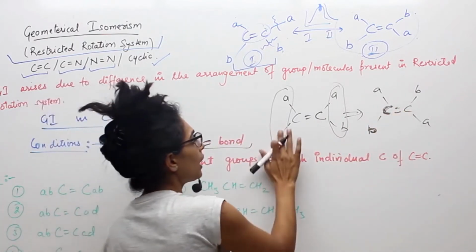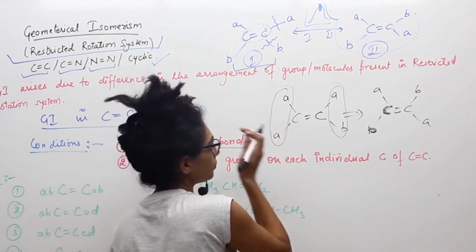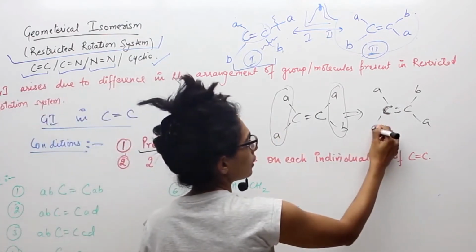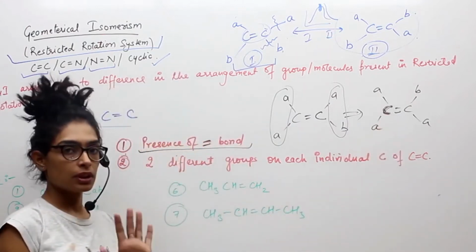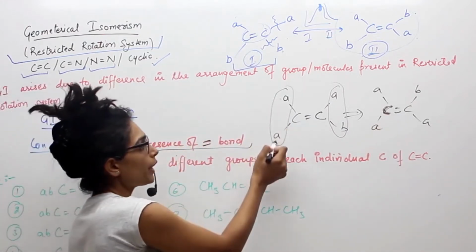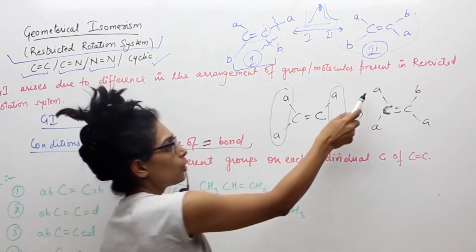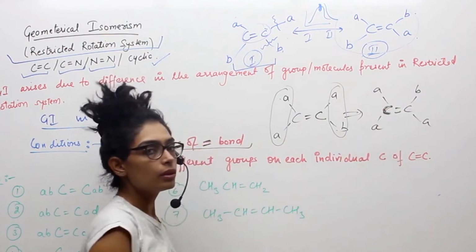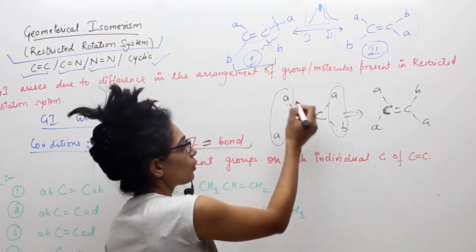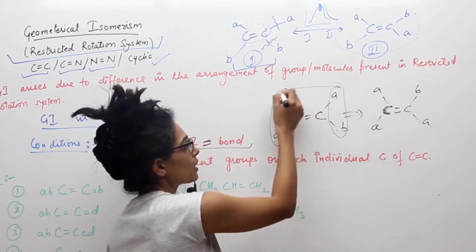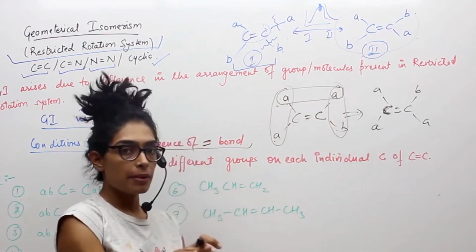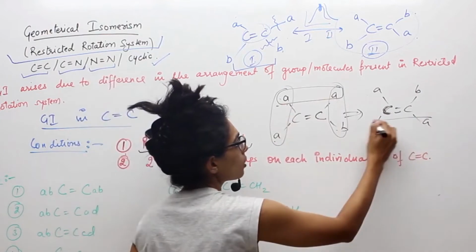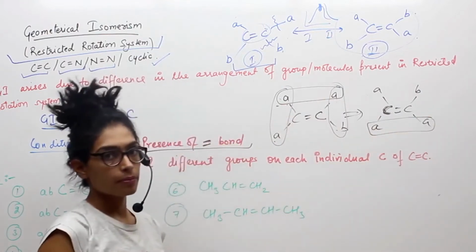If it would be A over here, this would be the setup. Just understand, if I have two A's on one carbon and A and B on the other, it would have shifted to B A. Still, see here, the whole point is the two A's are facing each other. So basically two A's are on the same plane, so these are no different.